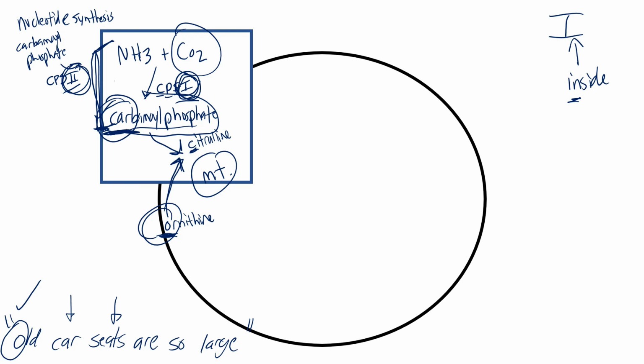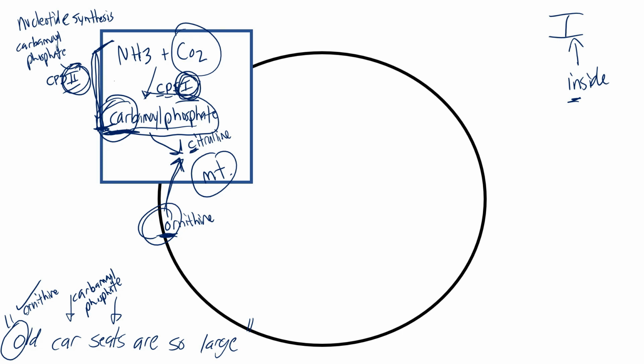So, old car seat, this tells you ornithine, and then ornithine is going to combine with carbamoyl phosphate, and it's going to form what? Citrulline. Now you'll say, how does seats help me with citrulline? Just pronounce seats, and does it not sound like citrulline, citrulline, citrulline?